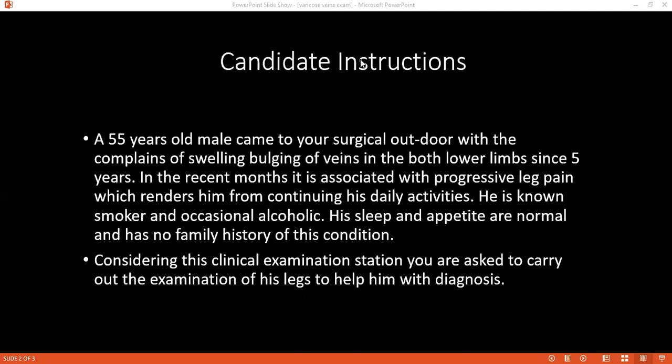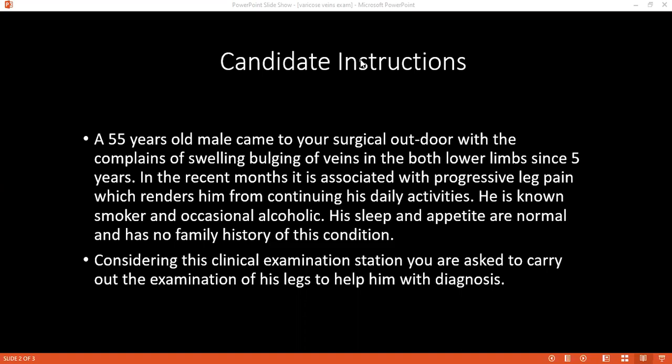What were your examination findings? Like, what was on Trendelenburg? What was on other tests that you did? Did you find anything positive? So what are your main differential diagnoses that you are going to consider? My main differential diagnosis is chronic venous obstruction, like chronic varicose veins.